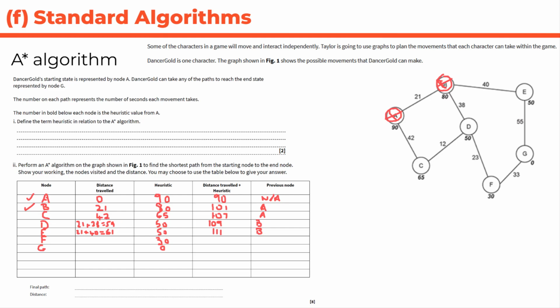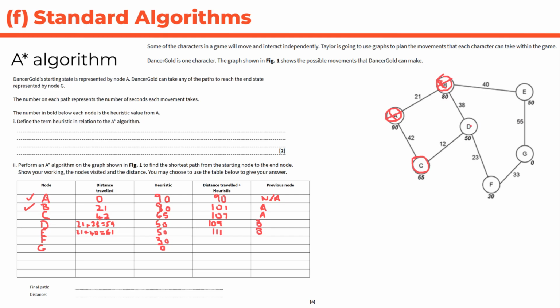Look at the numbers. We've got 107, 109, and 111. The algorithm states whichever one's not been visited and has got the lowest number, 107. So I'm going to have to go back to C. So we jump to C this time. There we go. C. Right then. So now we're at C.